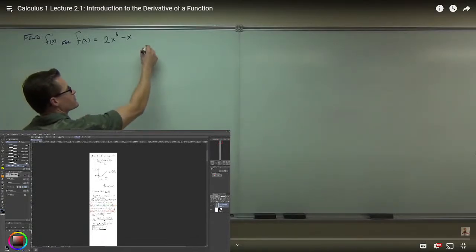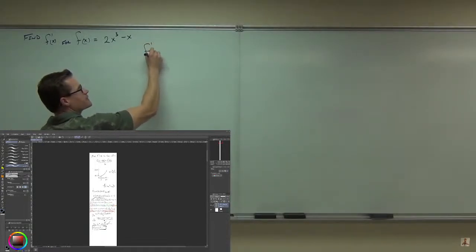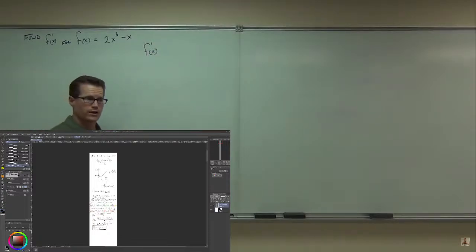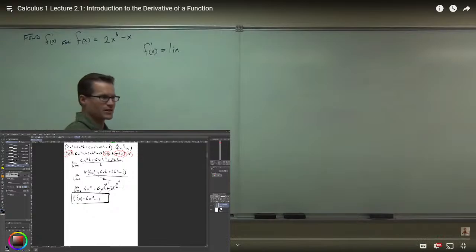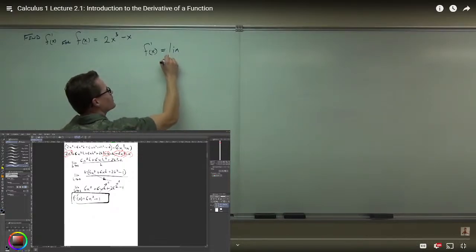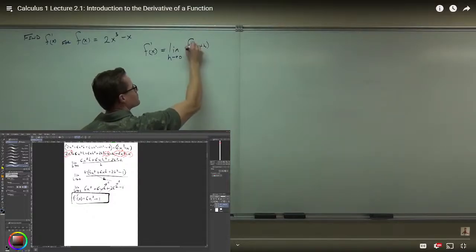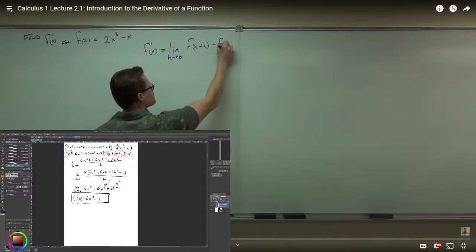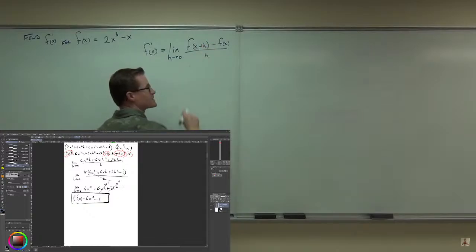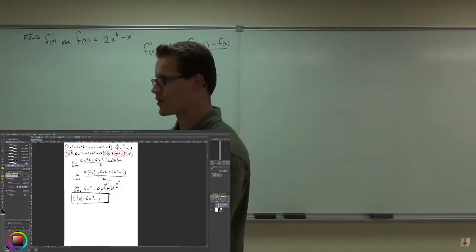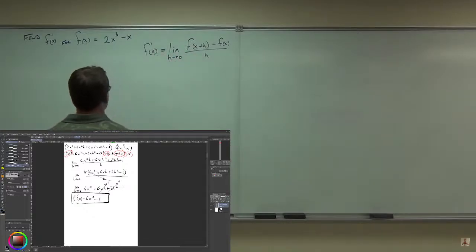Basically, here's what our derivative said. It said that you can find the derivative, or the slope of a tangent line to a curve, or the slope of a curve at a point, at any point, by taking a limit, our fun limits. Fortunately, these are a little bit easier than some trig limits we know about. As h approaches 0, f of x plus h minus f of x all over h. That's the idea. If we can fill those things out and work with it, then we'll have a derivative function.